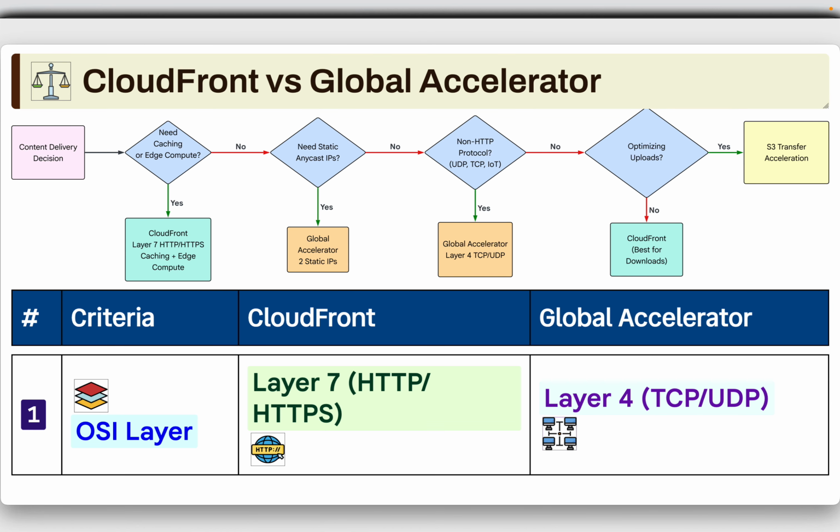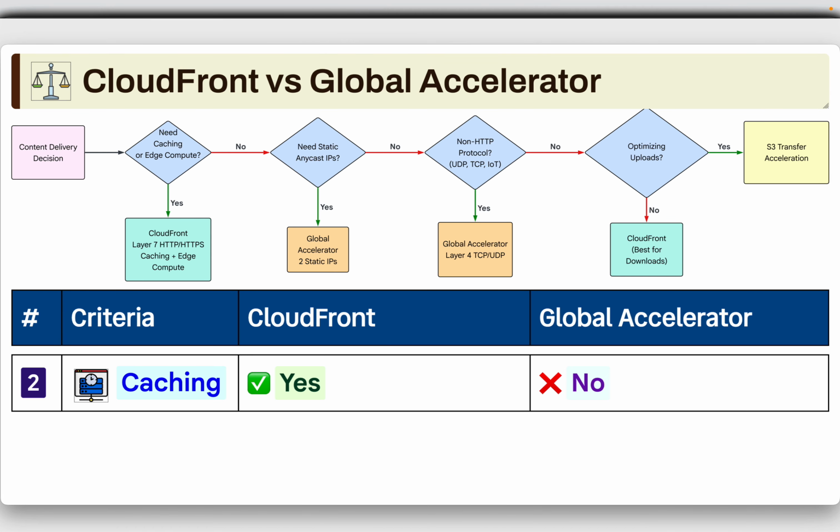The first criterion is the OSI layer, which is the network layer. CloudFront operates at layer 7 using HTTP and HTTPS. Global Accelerator operates at layer 4 using TCP or UDP. So this is the main difference. Depending on which protocol you are working with, you have to choose the right one for your application.